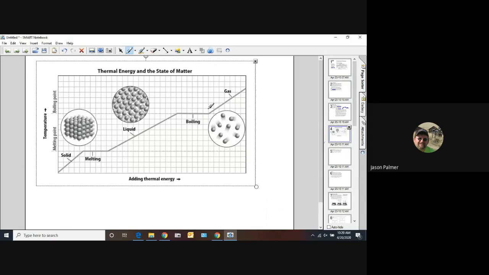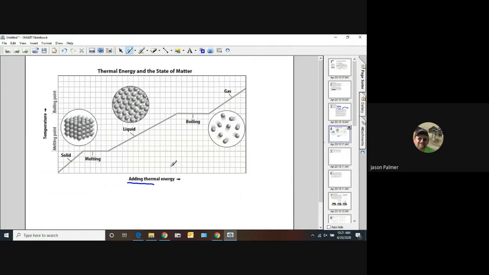The shape of the curve is important. You should notice that this is slightly less of an angle. This is a higher angle. And each substance is going to have a different curve. Now, these are all individual atoms. They're not shown as water molecules. So this curve does not look like the water curve because the water curve looks different. But you can see you got solid, melting, liquid, boiling, gas. And that's as you're adding thermal energy.